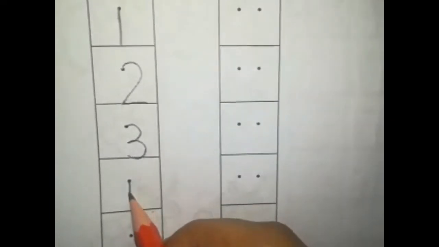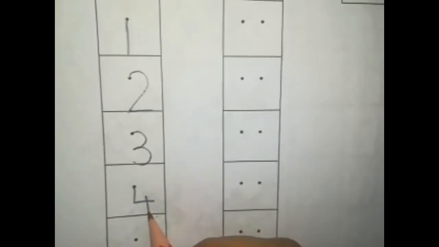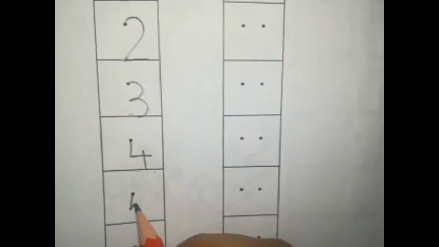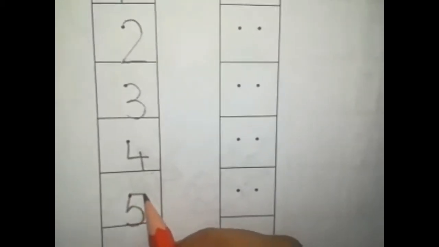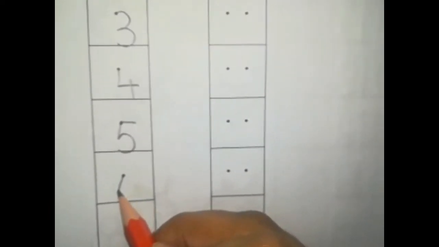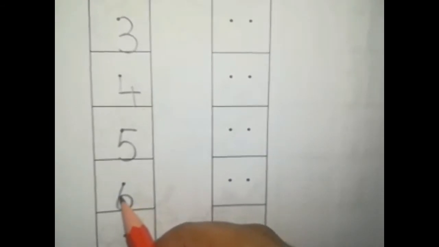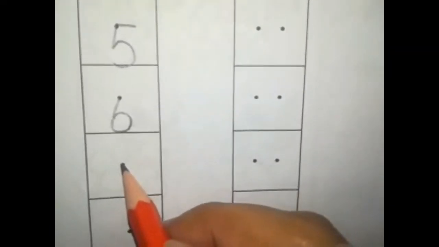4. 5. Yes, 5. What comes after 5? 6. Make a slide and then go round. Make a circle. What is this? 6. What comes after 6?